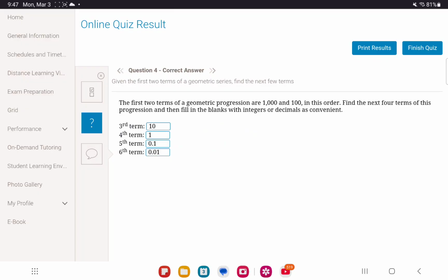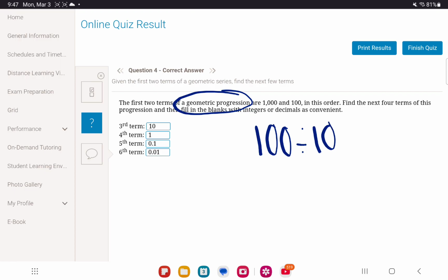Okay, here they told you it's also a geometric progression. They didn't tell you the common ratio, so you need to find the common ratio. Okay, so we said we do the term divided by its preceding one, okay? So we do 100 divided by 1,000, and you get 0.1, okay? So you multiply each term by 0.1 to find the next term, okay?